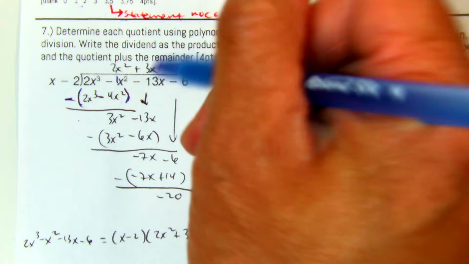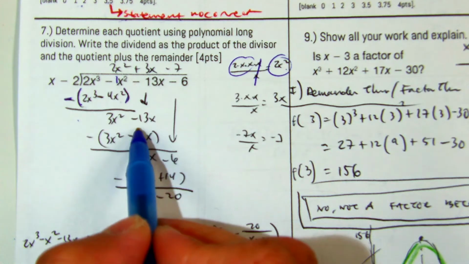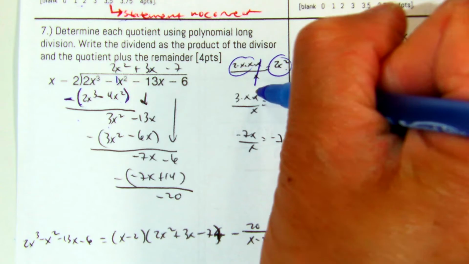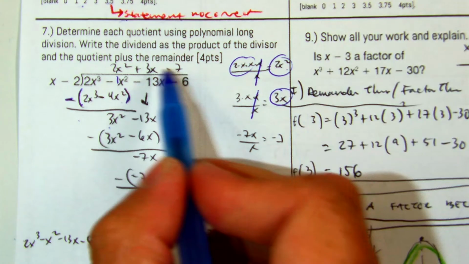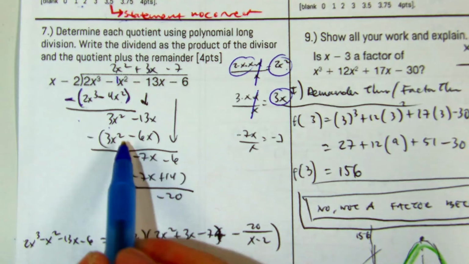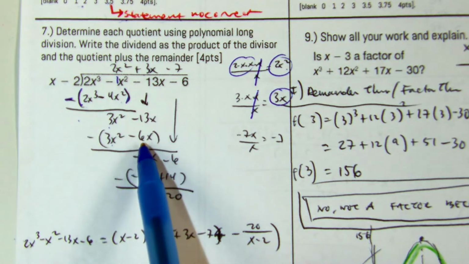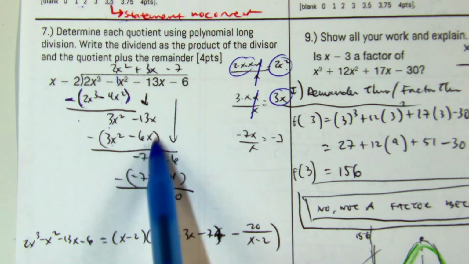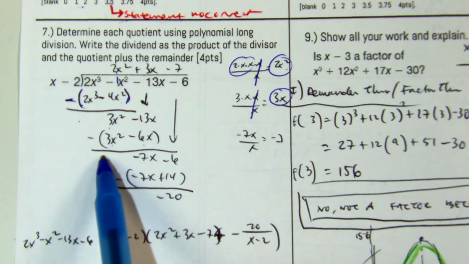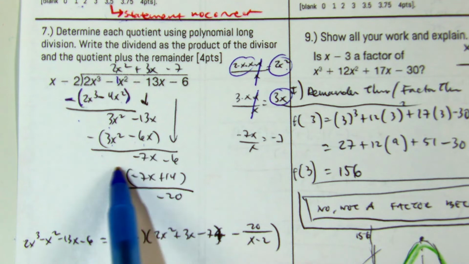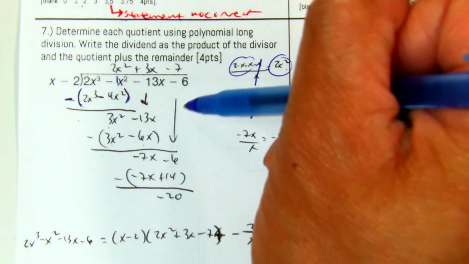Bring this down, that's negative 13x. X goes into 3x squared. 3x is your answer. 3x times x is 3x squared. 3x times negative 2 is negative 6x. Put those in parentheses. Subtract. 3 minus 3 is 0. Negative 13 minus 6. Remember, use your calculator if you're struggling there. That's negative 7x. Bring down the negative 6.